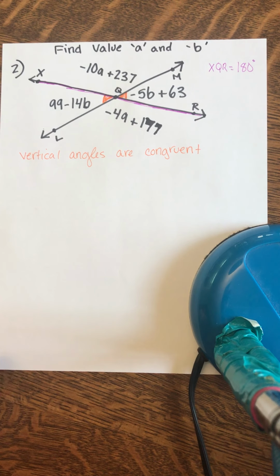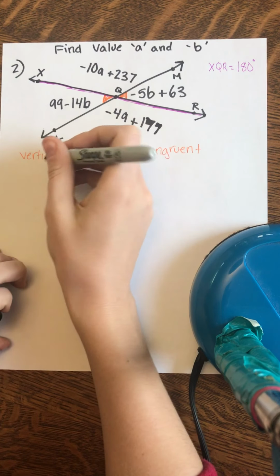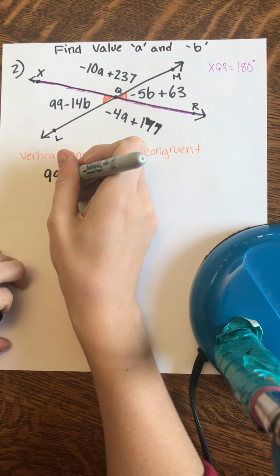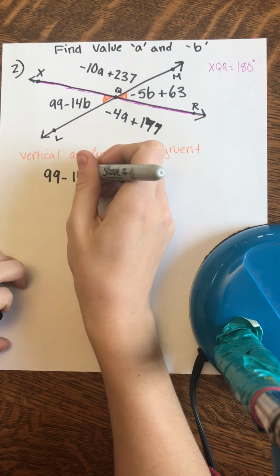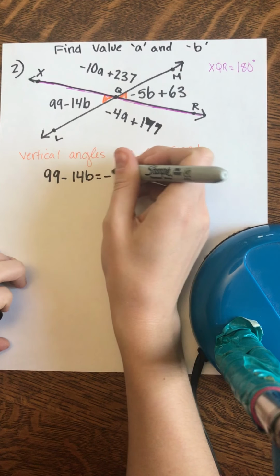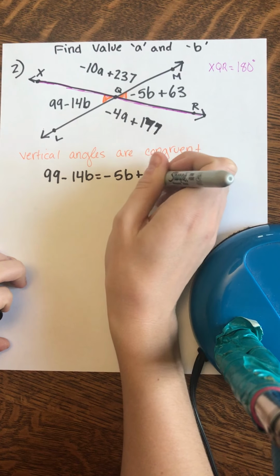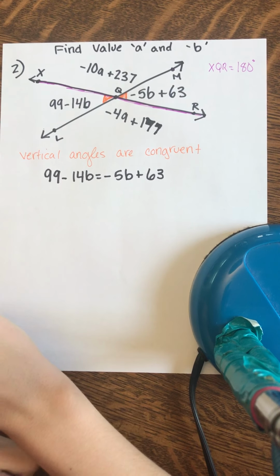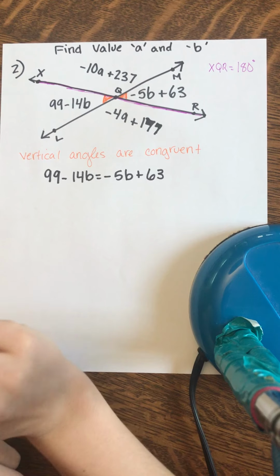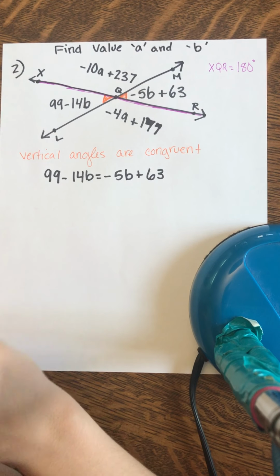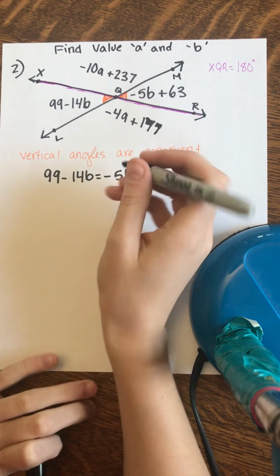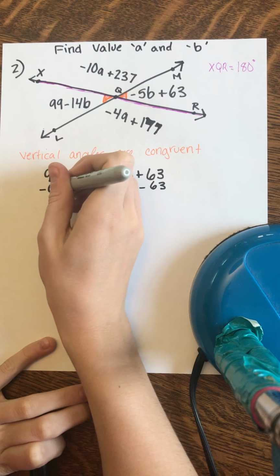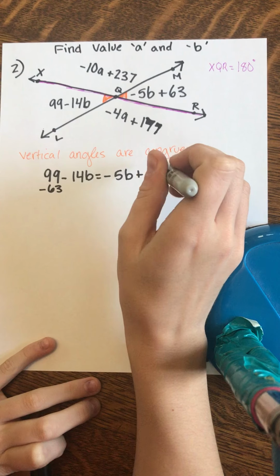So first, I am going to solve for b. I'm going to set it equal because they're vertical angles, so they are congruent. 99 minus 14b equals negative 5b plus 63. First things first, we talked about this with 7th graders that we always deal with the whole number first. I want to get the whole number on one side. So I'm going to subtract 63 from one side, and I'm going to subtract 63 from the other side because I have to keep the equations balanced.